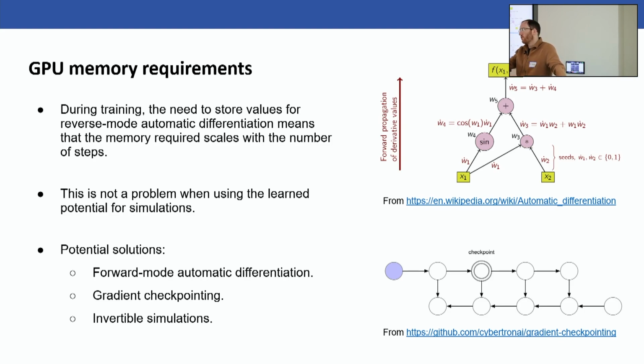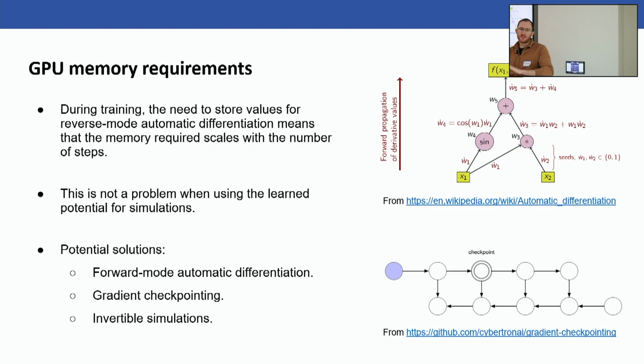So you could use forward mode, as I said earlier. Gradient checkpointing is kind of the obvious way to do this. Every, say, 100 steps or so, you just store your coordinates and velocities, and you throw out everything else in between, and then when you come to do the reverse pass, you recompute the trajectory. And there's also some possibility of doing this with invertible simulations, because some molecular simulations are invertible without loss.